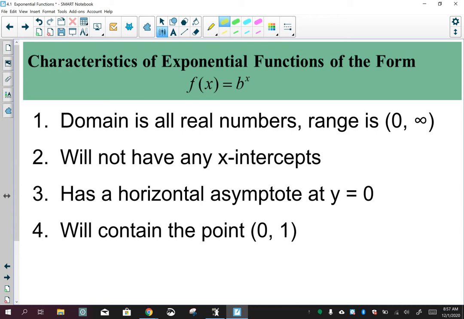A couple of things that you need to know is that the domain for an exponential function will always be all real numbers. And as long as you're in this format right here, your range will be from 0 to infinity. You will not have any x-intercepts. Because of number 3, you have a horizontal asymptote at y equals 0. That's why you don't have any x-intercepts. And then as long as, again, you're in this format here, it will always contain the point (0, 1).